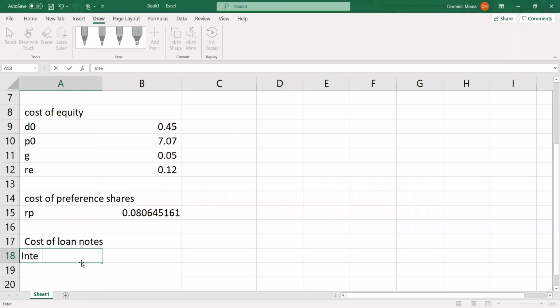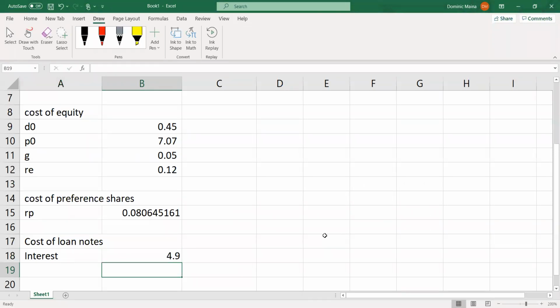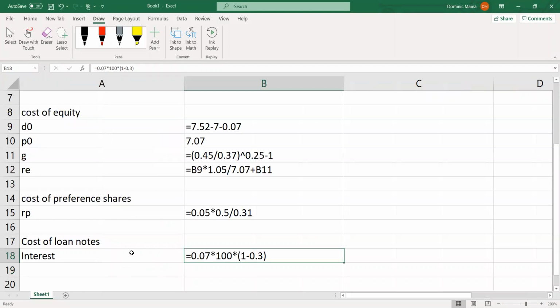So here the interest, net of tax, for this company is going to be equal to 0.07 multiplied by the nominal value of the note, multiplied by 1 minus tax, so 1 minus 0.3, that gives therefore the net interest, which is 4.9. Let me just repeat the same way: 7% of 100, less tax of 30%.